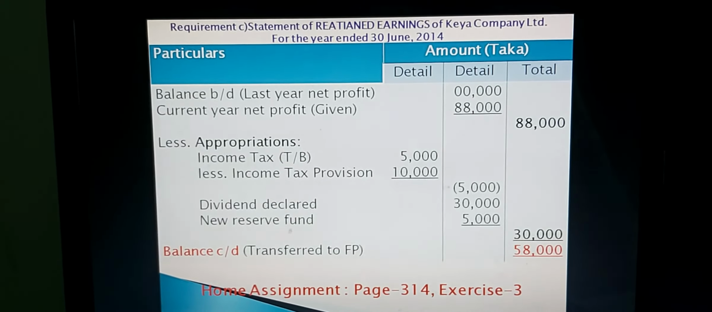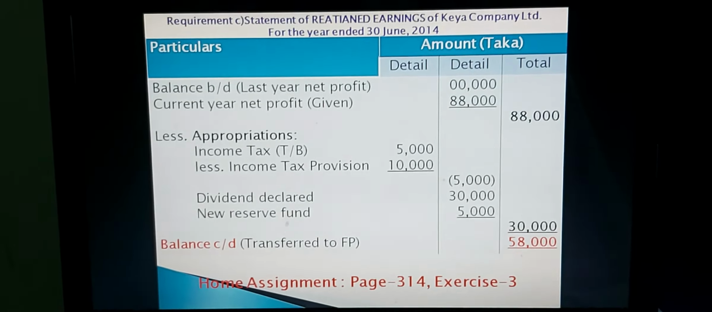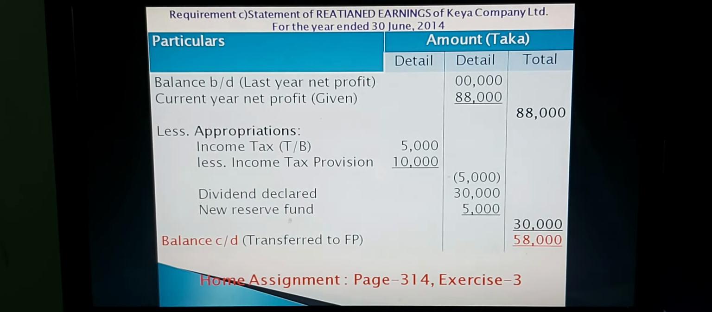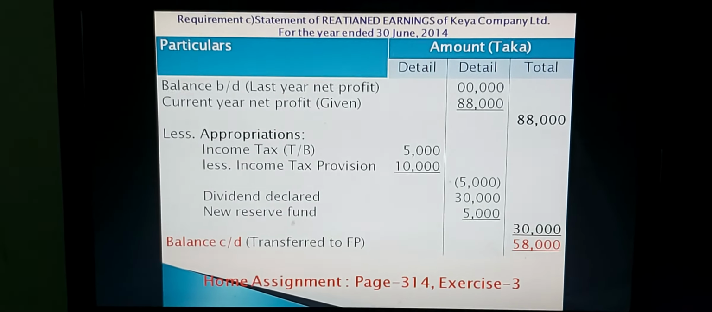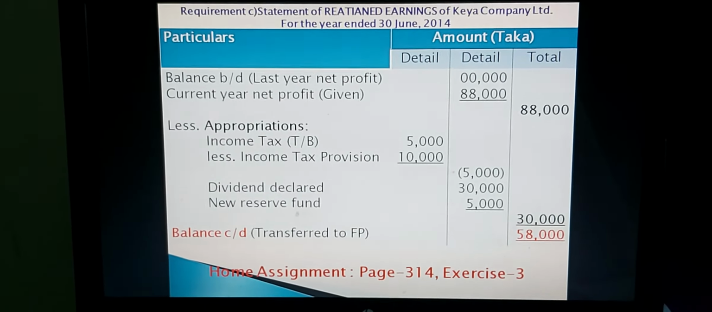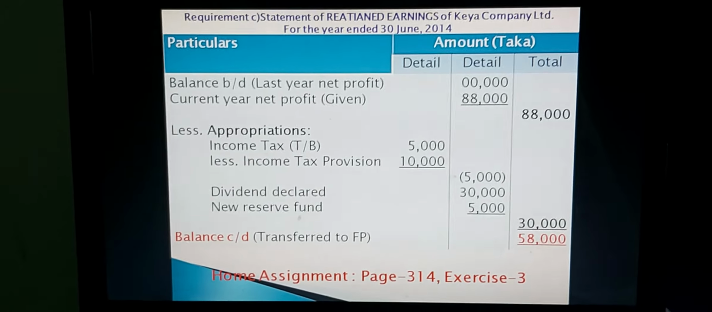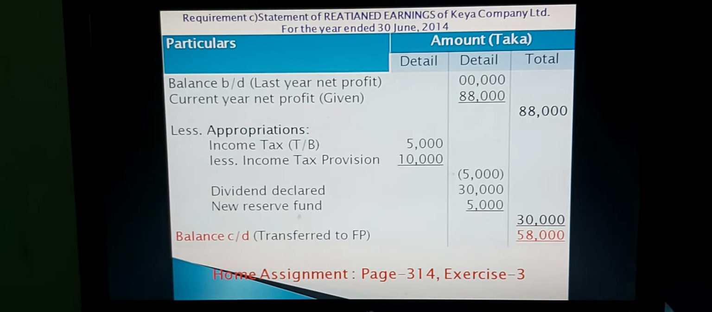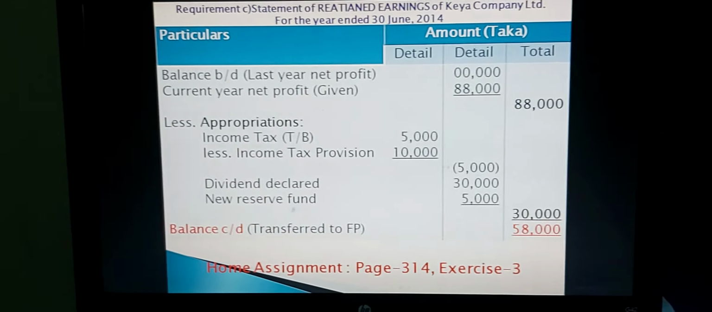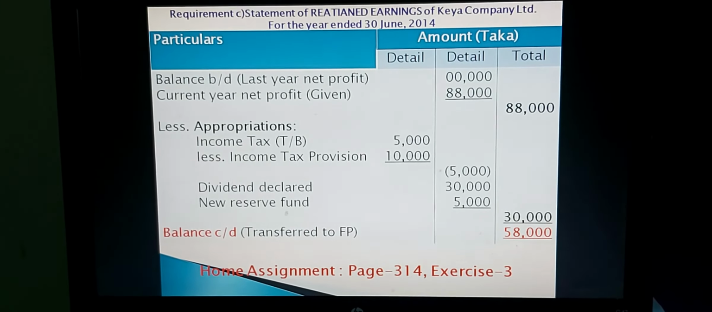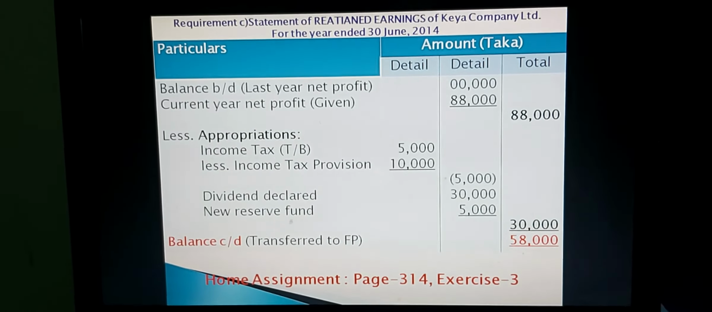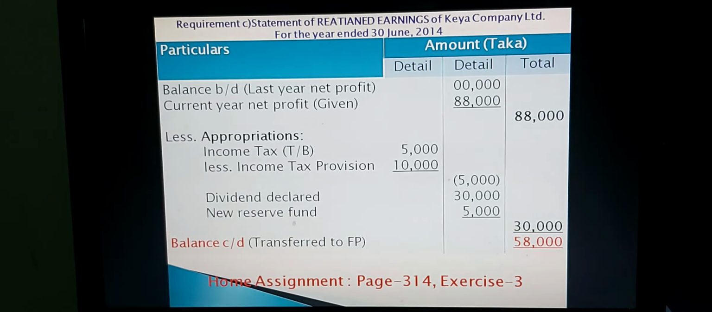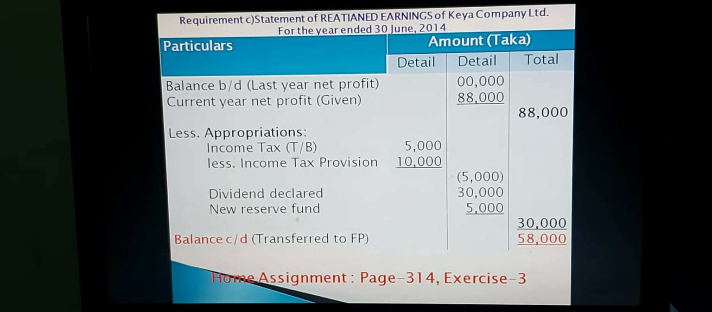Exercise number 3 from page number 325 from your accounting learning workbook. This is Mahmoud Hussain, Senior Lecturer, Department of Accounting, English Medium, Morning Shift, Rajagutra Model College. Now you can take your home assignment for the first day. Open page 314 and you have to answer exercise 3.